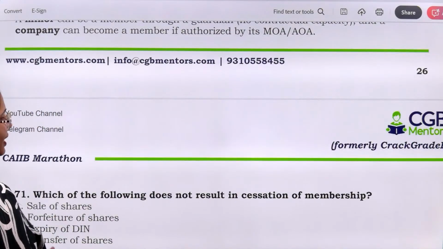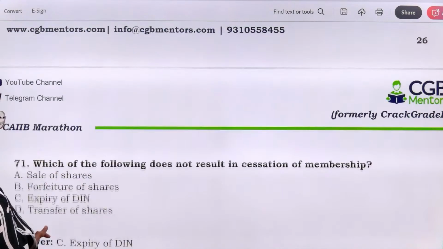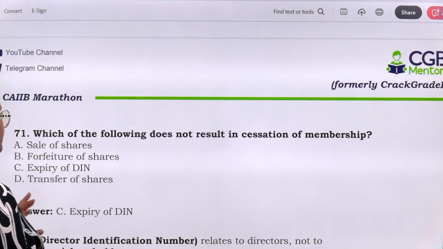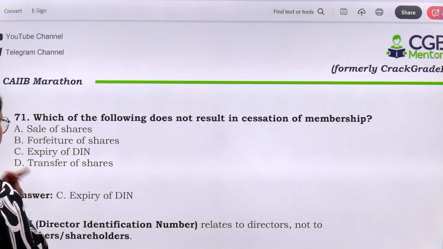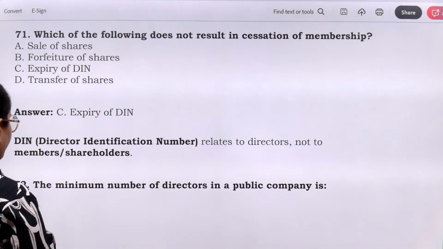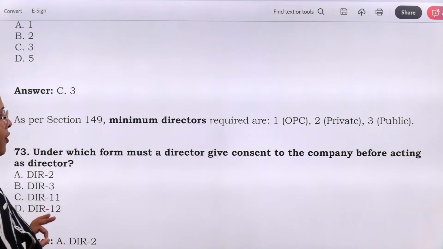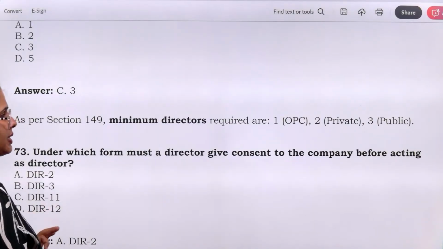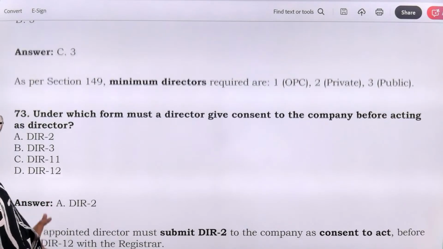Which of the following does not result in cessation of membership? So if the director identification number has expired, it does not result, it is not related to the members or shareholders. So the minimum number of directors in a public company has to be 3, कम से कम 3 directors होने चाहिए. Under which form must a director give consent to the company before acting? So DIR-2, that is the form in which the consent has to be given.